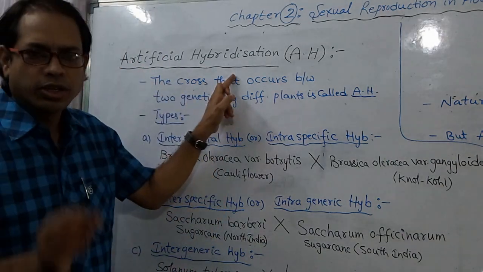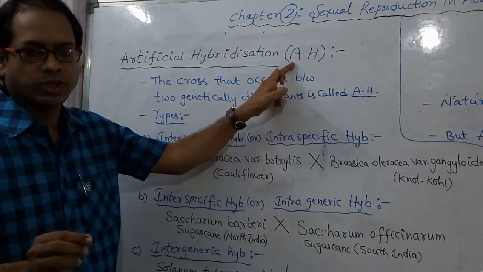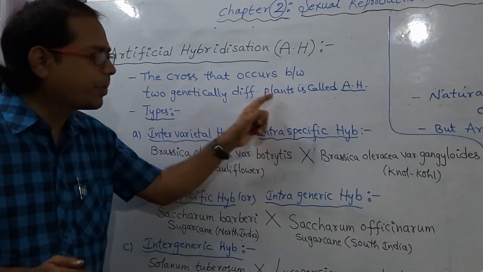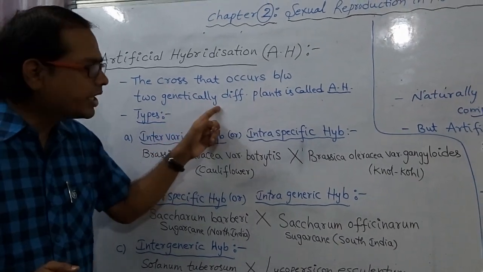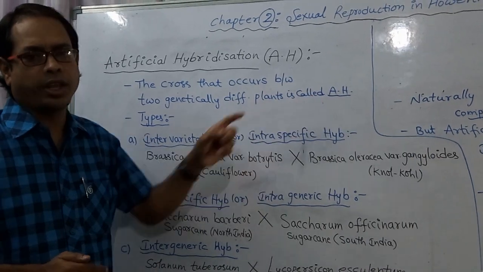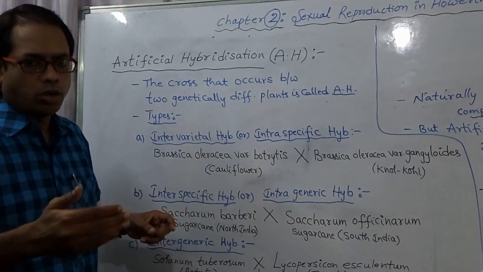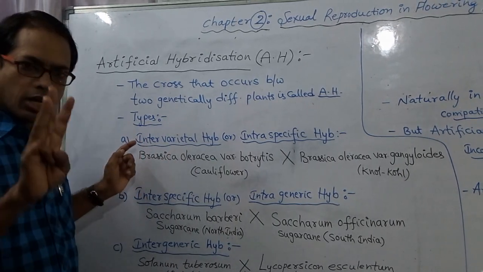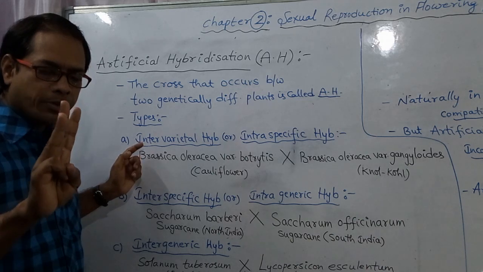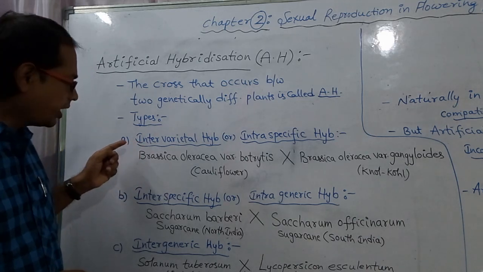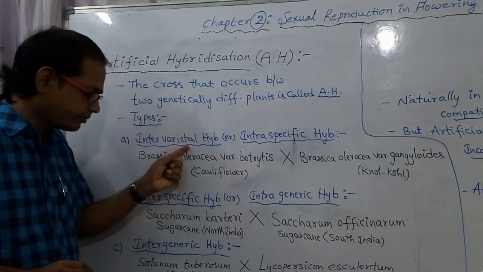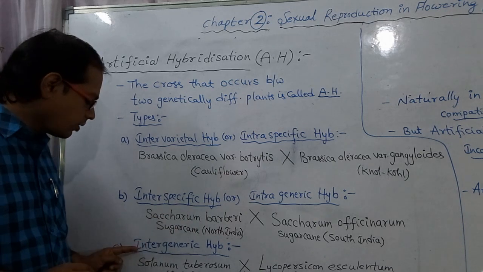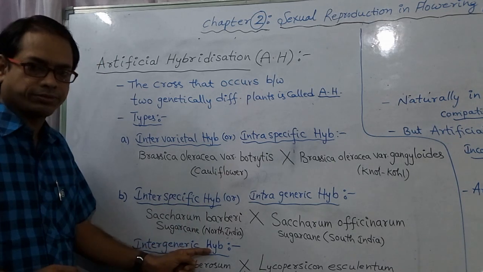Artificial hybridization, shortly called AH. The cross that occurs between two genetically different plants is called artificial hybridization. Now, types of artificial hybridization. There are three different types of artificial hybridization. First one is intervarietal hybridization. Second one is interspecific hybridization. Third one, intergeneric hybridization.